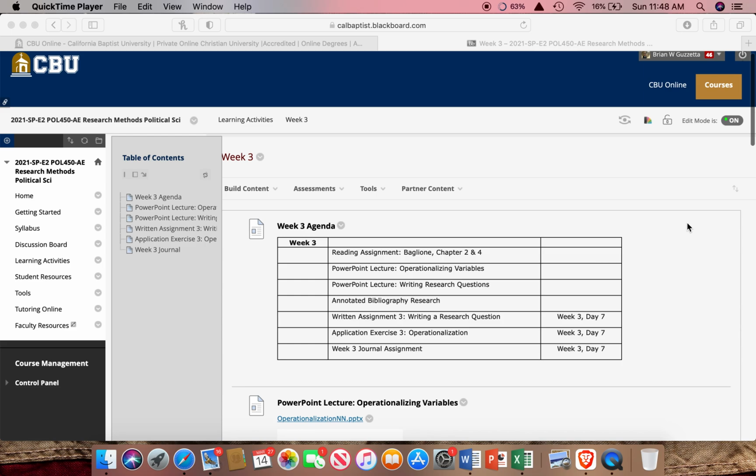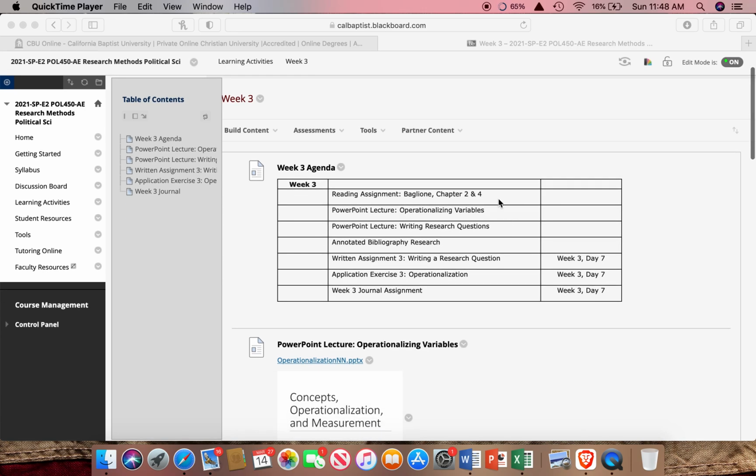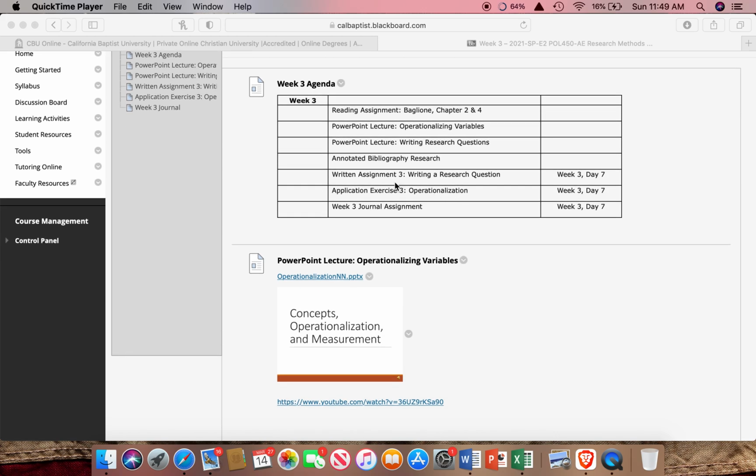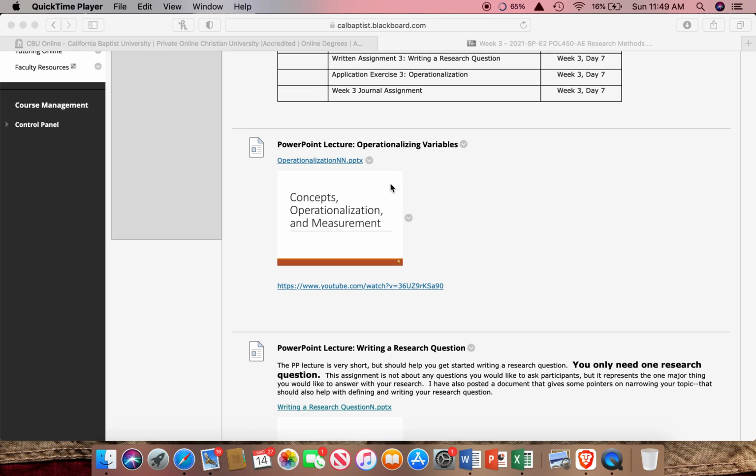So our reading assignment, as you can see, is going to be in chapters 2 and chapters 4 of our text. Then there are 2 PowerPoints, one on operationalizing variables, and the other on how to write a research question. And then we have 3 deliverables this week. Your written assignment number 3, writing a research question. Your application exercise is all about operationalizing variables. And your journal 3 assignment. So let's break down each one of those.